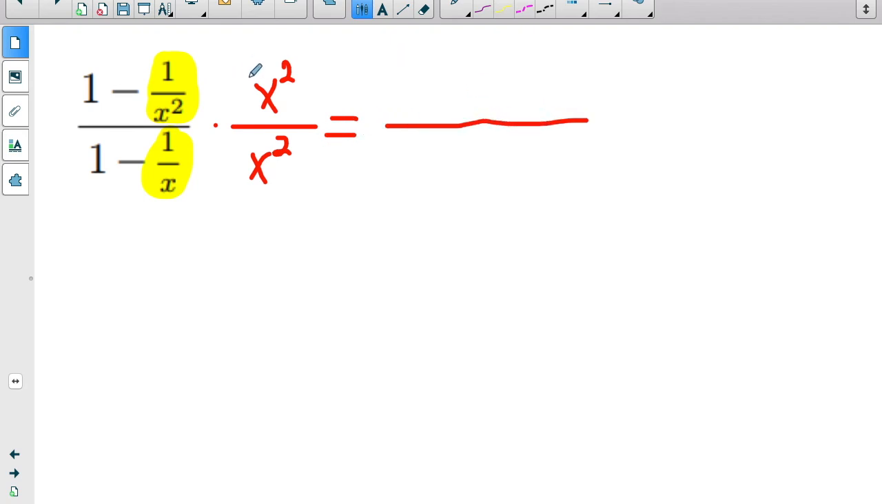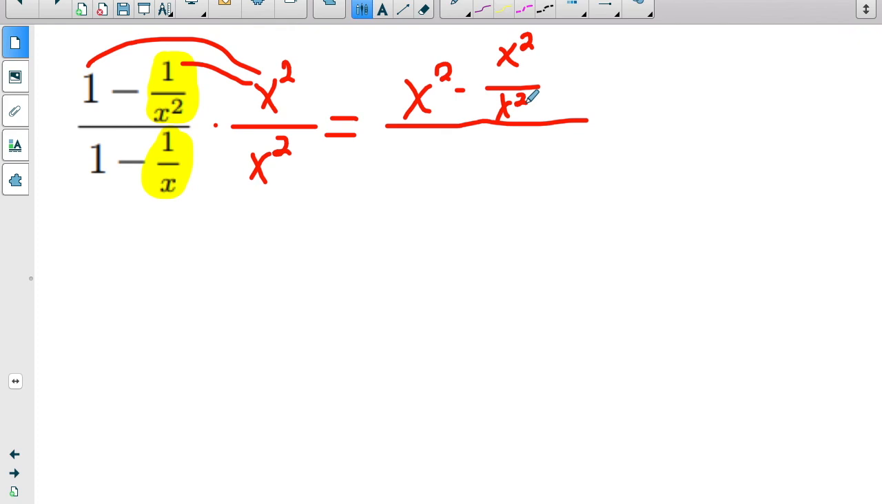Now we can go on and multiply this. So we're going to multiply it by the top of each of the top fractions. Well, 1 times x squared would be x squared minus x squared times 1 over x squared would be x squared divided by x squared. And we'll simplify that here in a minute.